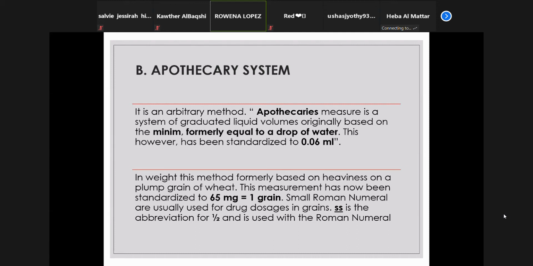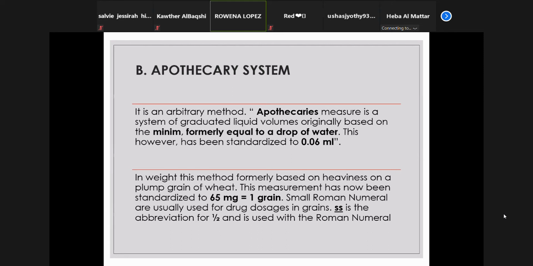Before, they would tell you, give 1 minim of Syntocinon. So this is actually from the apothecary system, formulated as equal to a drop of water. This, however, has been standardized to 0.06 ml. In weight, this method was formally based on the heaviness of a plump grain of wheat. This measurement has now been standardized to 65 milligrams being equivalent to 1 grain.